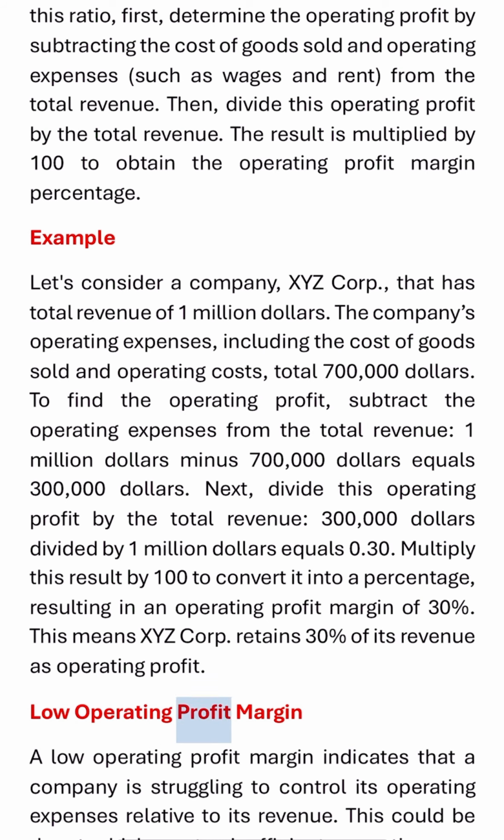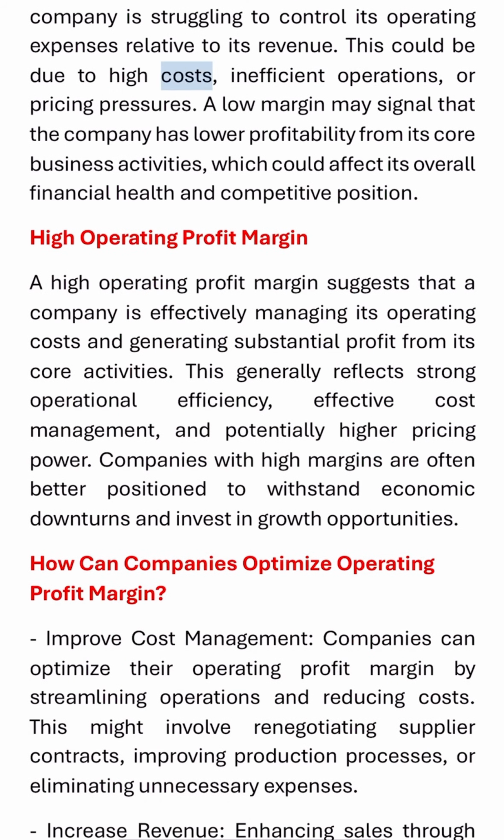Low operating profit margin. A low operating profit margin indicates that a company is struggling to control its operating expenses relative to its revenue. This could be due to high costs, inefficient operations, or pricing pressures. A low margin may signal that the company has lower profitability from its core business activities, which could affect its overall financial health and competitive position.